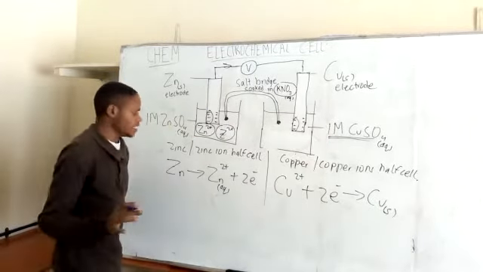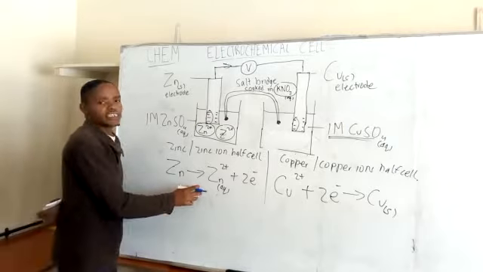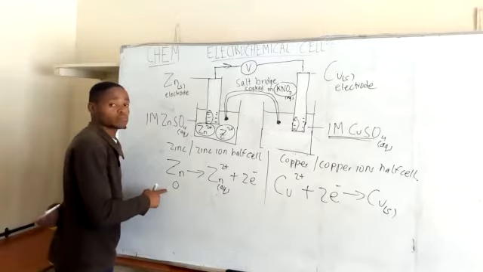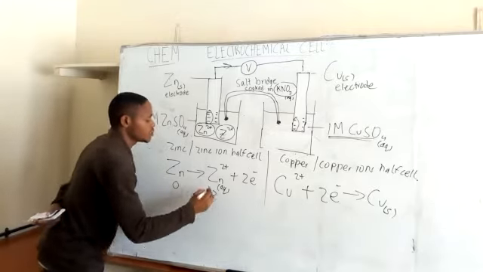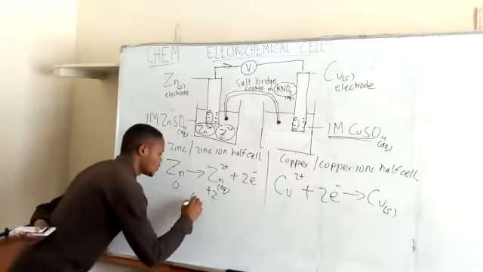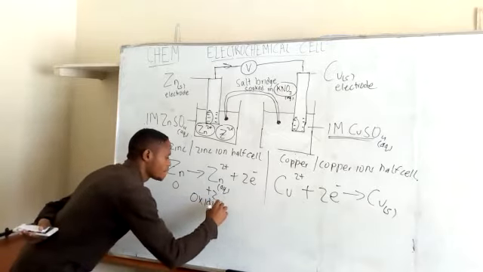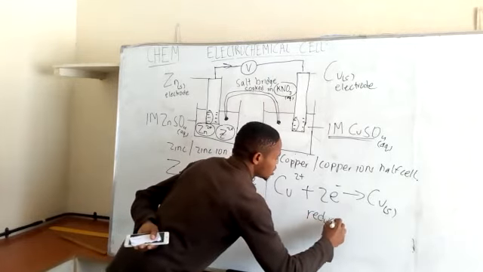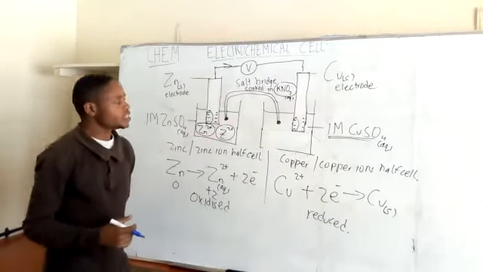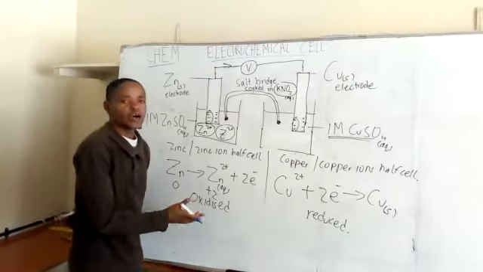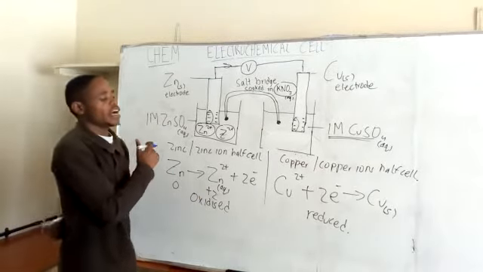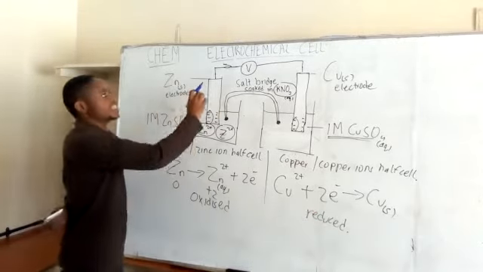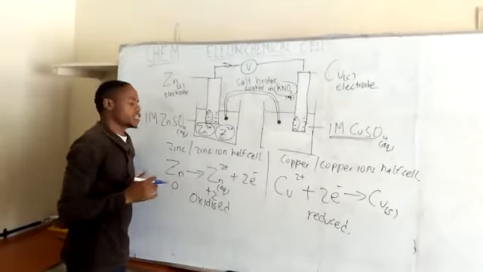If you're very keen, this reaction is oxidation. The oxidation number of zinc was 0, but here it goes to +2. So this one has been oxidized, and the opposite is true: copper has been reduced. So in an electrochemical cell, we normally have oxidation happening on one half cell and reduction happening on the other side. And as a result, these electrodes will have different charges.